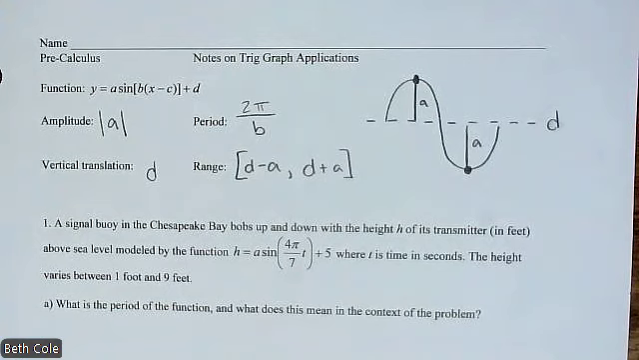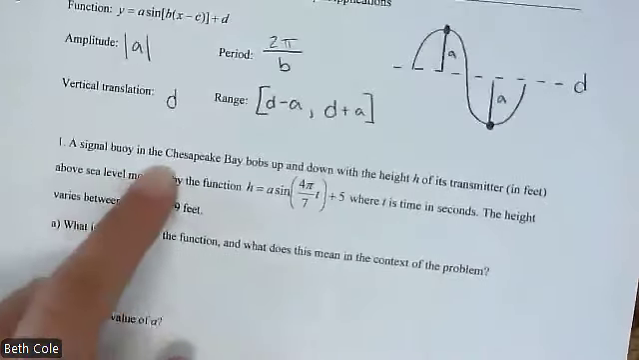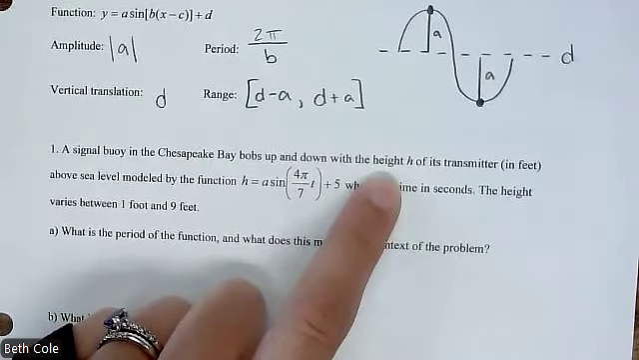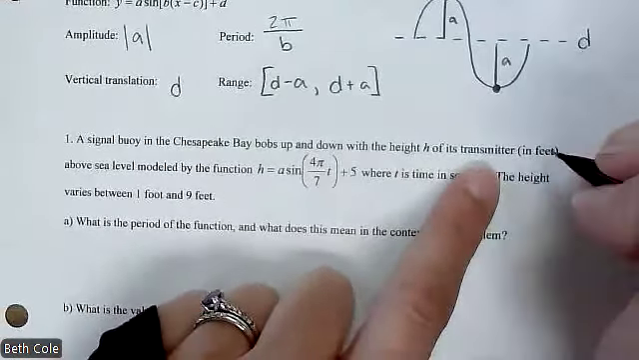I didn't put phase shift on there, but which letter gives you your phase shift? C. And remember, that's kind of backwards, or your left and right. So a signal buoy, which I just think is like the best word, buoy. Signal buoy in the Chesapeake Bay bobs up and down. Do you understand what a buoy is, though? Like you've been to the ocean, those things that bob up and down and measure the heights of the waves and things. All right. Of this transmitter in feet.